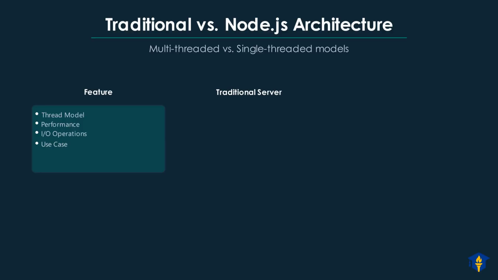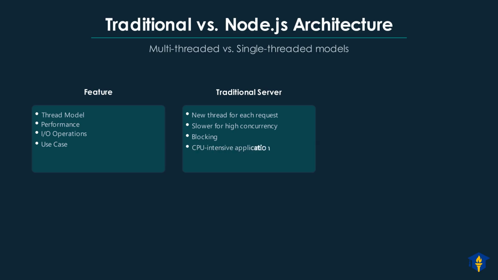Now, let's explore the characteristics of a traditional server, such as Apache or PHP. Traditional servers typically create a new separate thread for every incoming client request. This multi-threaded approach often leads to slower performance when dealing with many concurrent connections. Their input-output operations are generally blocking, meaning they wait for tasks to complete. Traditional servers are often better suited for applications that are intensive on the CPU.